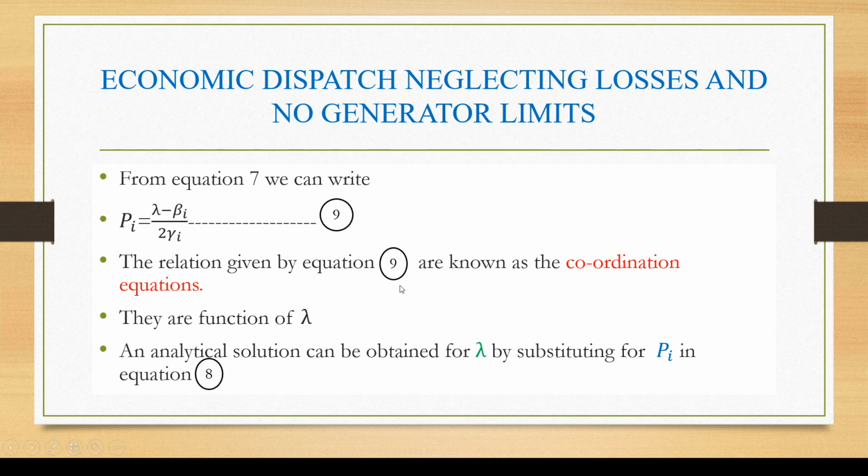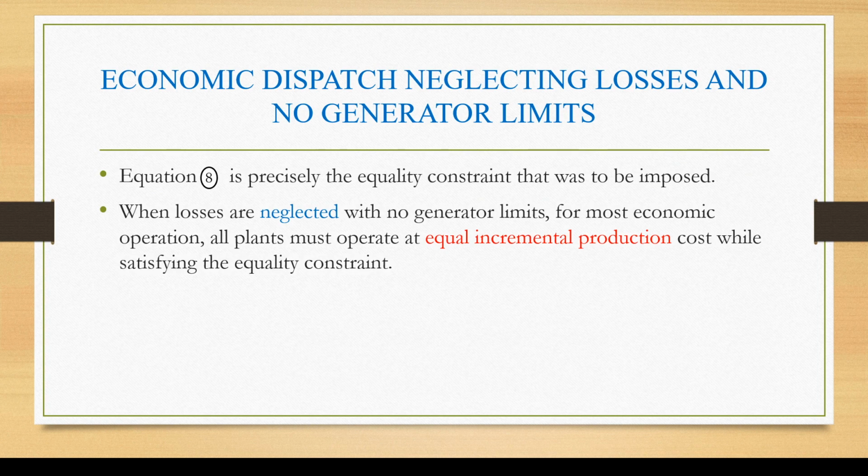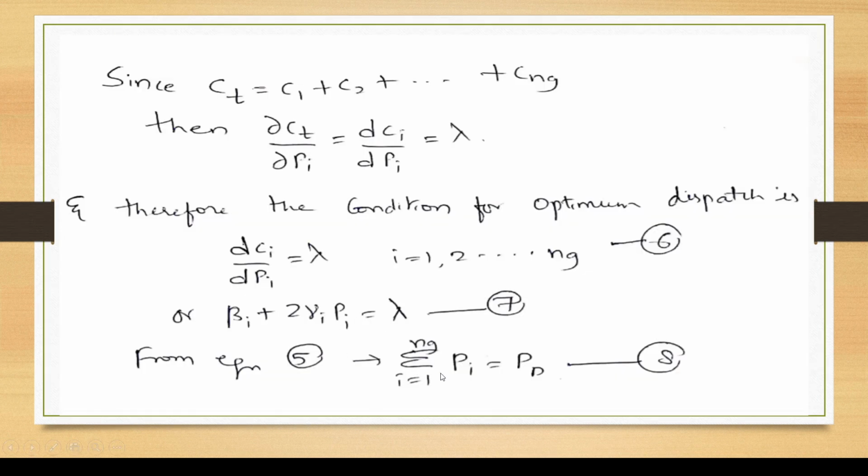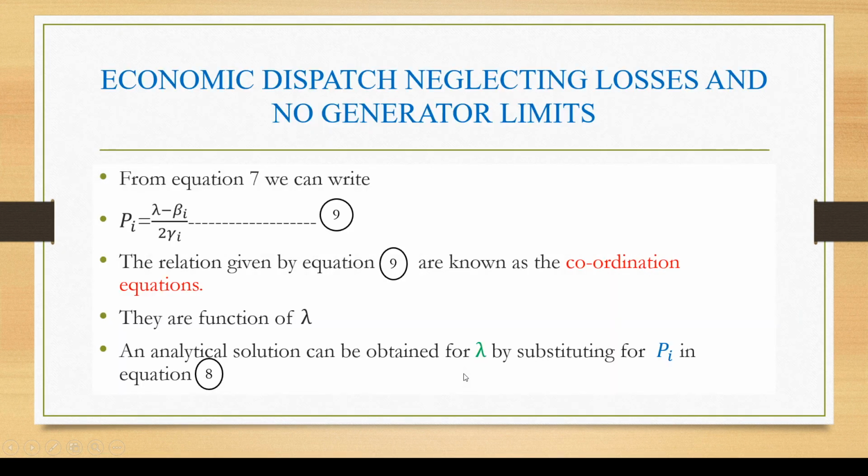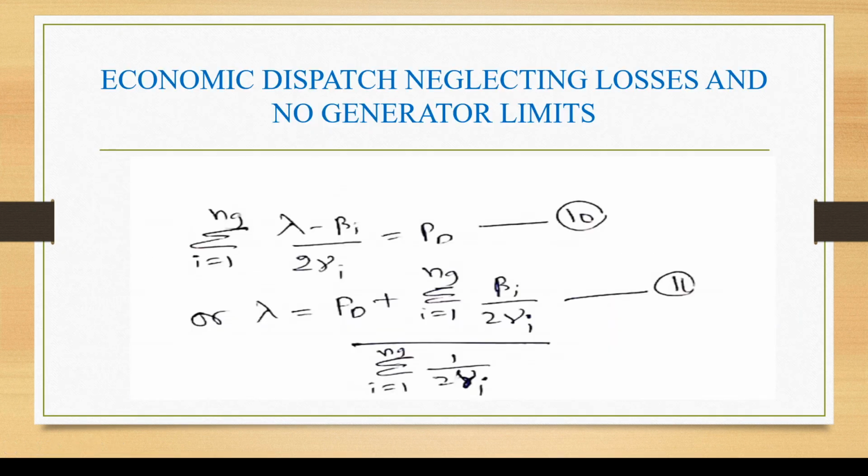An analytical solution can be obtained for lambda by substituting for Pi in equation 8. So Pi is substituted in this equation: summation i equal to 1 to ng, Pi is equal to PD. In this, I am substituting the value of Pi as lambda minus beta i by 2 gamma i. That is summation i equal to 1 to ng, (lambda minus beta i) by 2 gamma i is equal to PD. Or I can write lambda equal to PD plus summation i equal to 1 to ng, beta i by 2 gamma i, divided by summation i equal to 1 to ng, 1 by 2 gamma i.